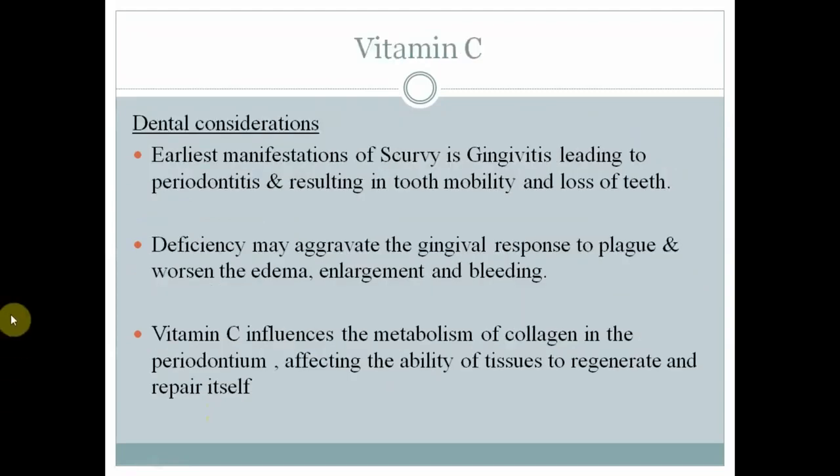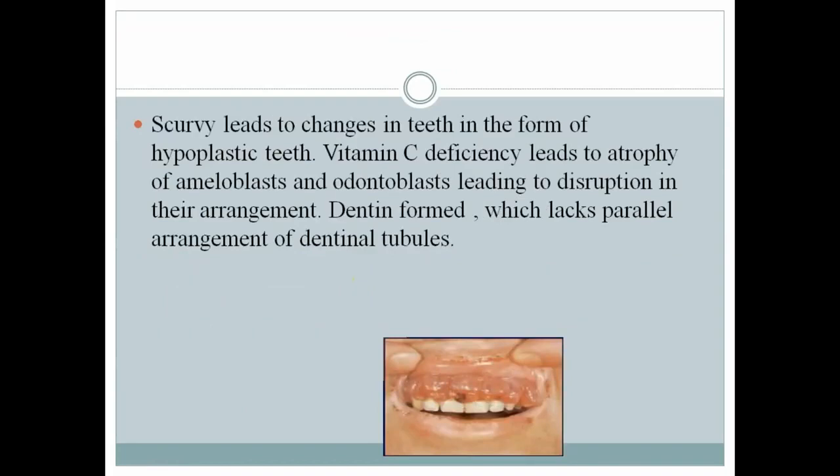So let's see the basic dental considerations as we discussed. The earliest manifestation of scurvy is gingivitis, which leads to periodontitis, tooth mobility and loss of teeth. Deficiency aggravates the gingival response to plaque and worsens the edema, enlargement and bleeding. Vitamin C influences collagen metabolism of the periodontium, as we have seen in the previous slide, affecting the ability of tissues to regenerate and repair themselves. Scurvy is a very severe disease affecting the gums, and it leads to changes in the teeth in the form of hypoplasia, atrophy of ameloblasts and odontoblasts, and dentine which lacks parallel arrangement of dentine tubules. So this affects both soft tissues and hard tissues.